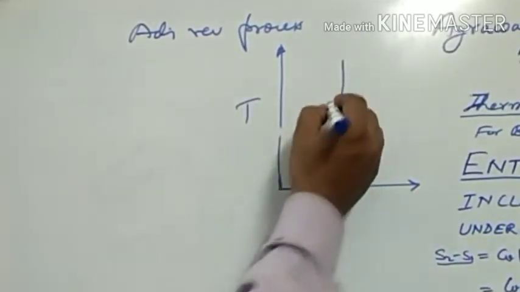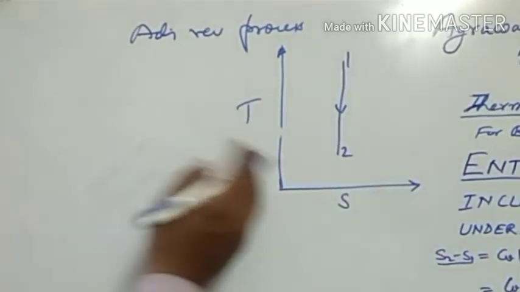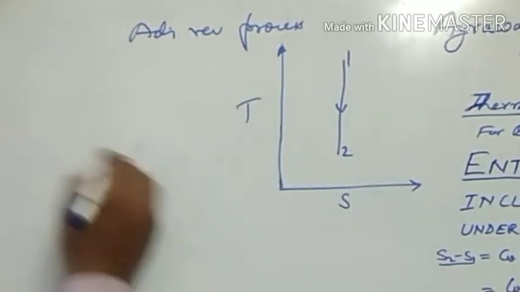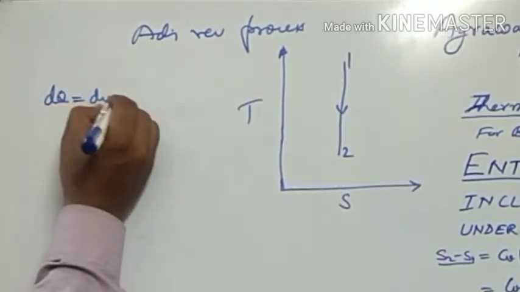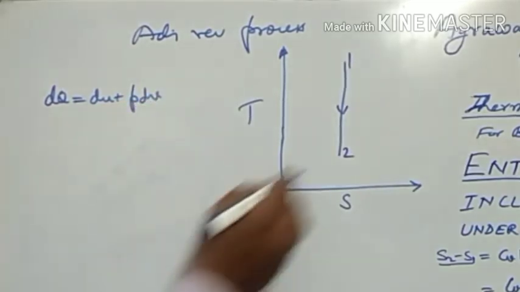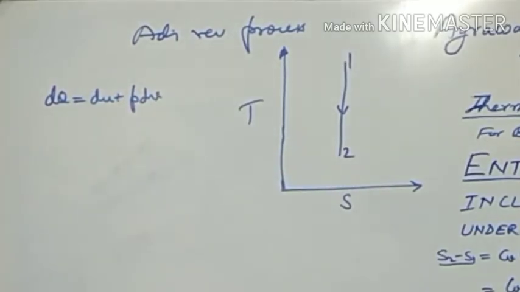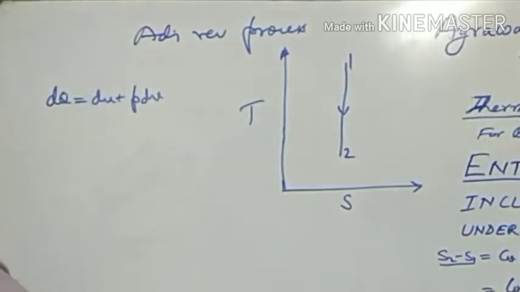This is the adiabatic process 1 to 2. So again we'll go for the first law of thermodynamics. It is dq equals du plus p dv, and as we said, in this particular process the heat transfer is 0 because it is a reversible adiabatic process.